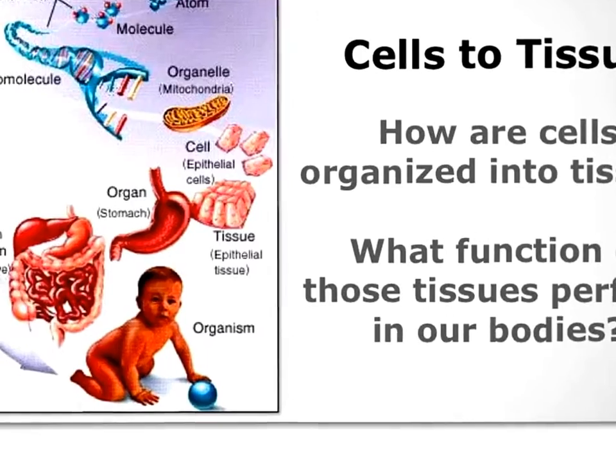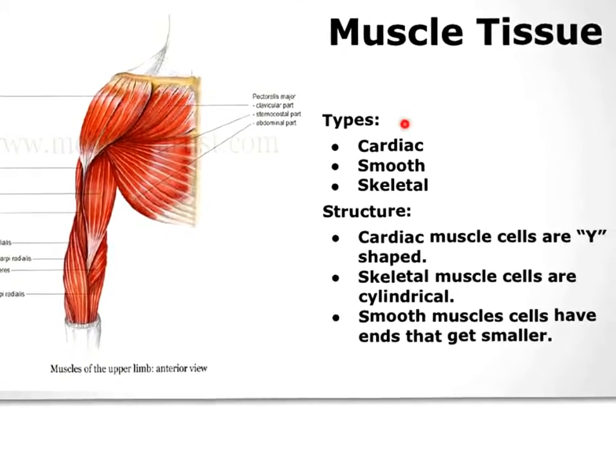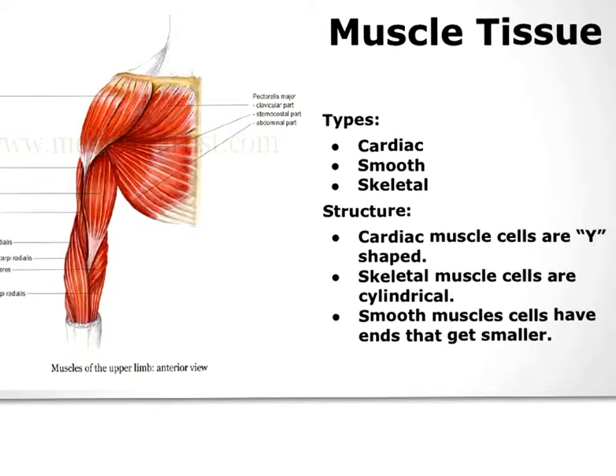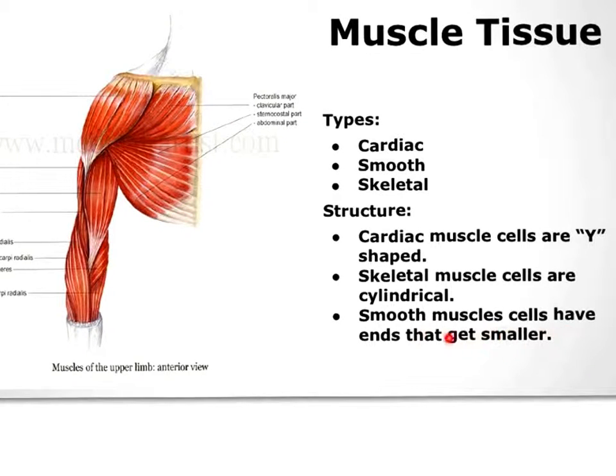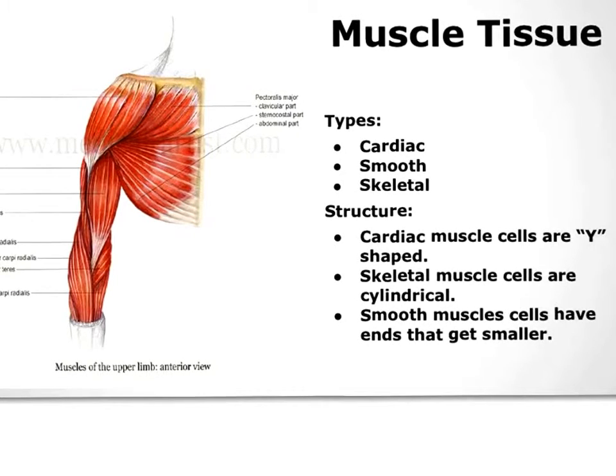So let's get started. There are 3 types of muscle tissue: cardiac, smooth, and skeletal muscle cells. Cardiac muscle cells are Y-shaped and they have a central nucleus. They are striated or striped. Smooth muscles can operate on their own without the brain telling them to. Smooth muscles are connected to each other. Skeletal muscle cells are cylindrical shaped and are striped. They can sometimes contain several nuclei.